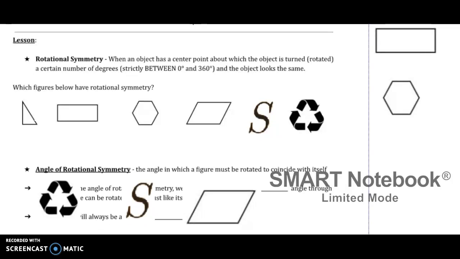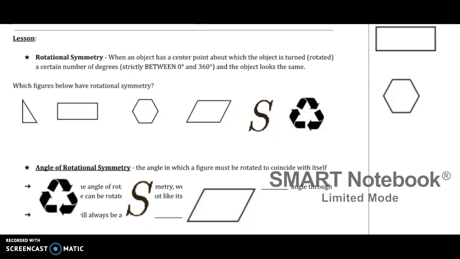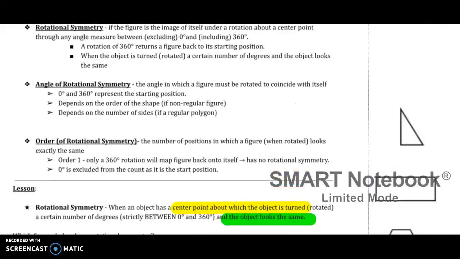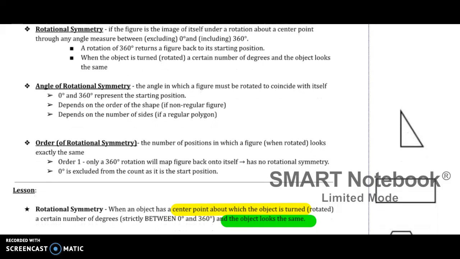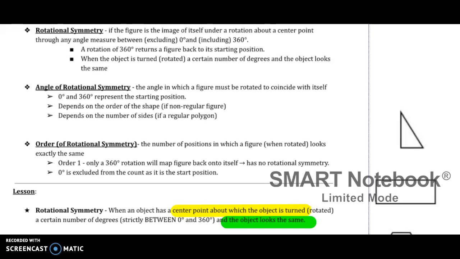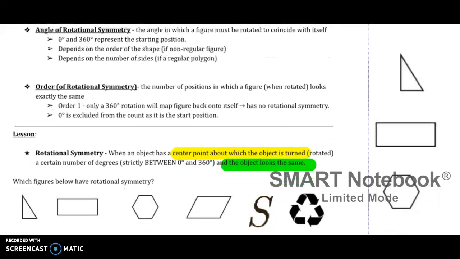So for the lesson, rotational symmetry is when an object has a center point. Again, rotations occur about a center, about which the object is turned or rotated a certain number of degrees, and the result is that the object looks the same. In our formal definition up top, it says the figure is the image of itself under a rotation about a center point. We don't count 0 degrees because that's the start position of the figure, and a rotation of 360 we know returns the figure to the start.